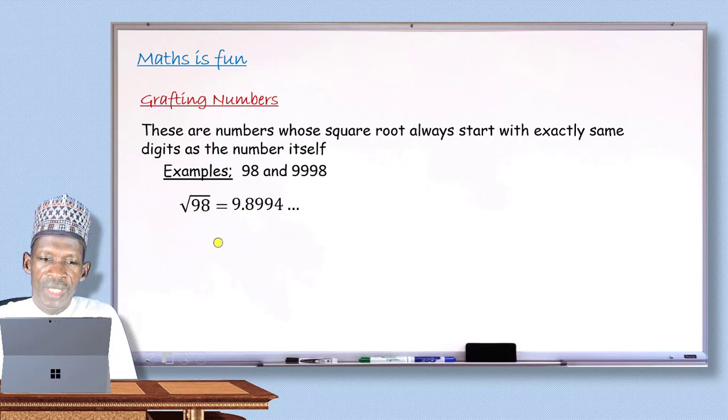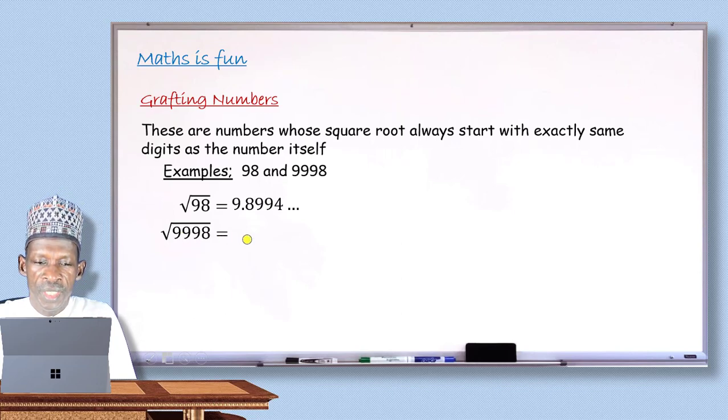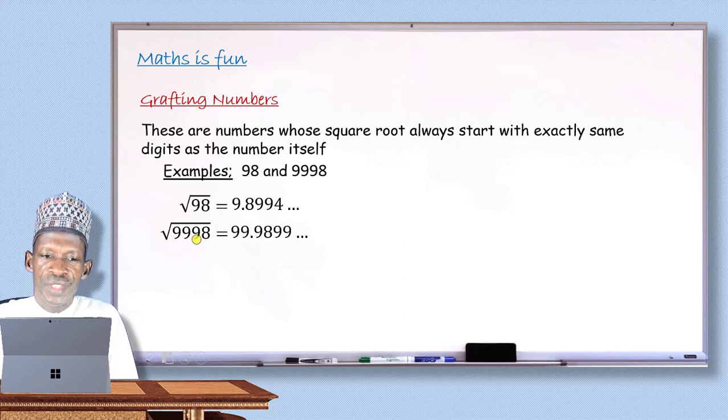Let me take the second one, 9,998. If you are to find its square root with your calculator, what we expect to have in the result, the very first four digits must be 9998 in that sequence. So use your calculator to find the square root. If you did correctly, you now have 99.98999. If you take the very first four digits there, 9, 9, 9 and 8, they are exactly the same arrangement of digits you have in this very number.